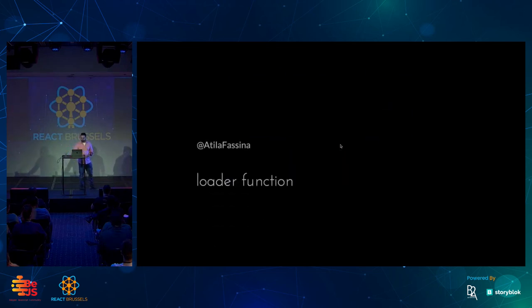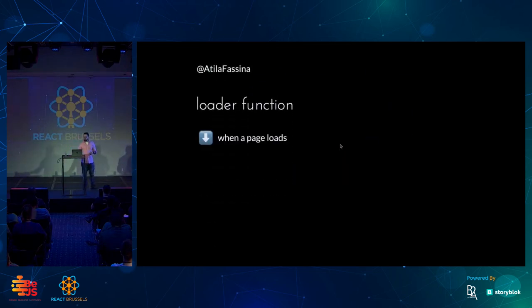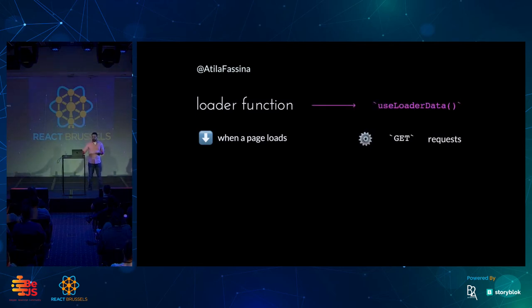So the loader function is going to run every time a page is loading, so on the rendering of the page, which means essentially it's for GET requests. And the way we connect the loader function to our page component is with the hook useLoaderData. It's going to take whatever serialized object our loader function spits out and pass it on as render props, essentially.